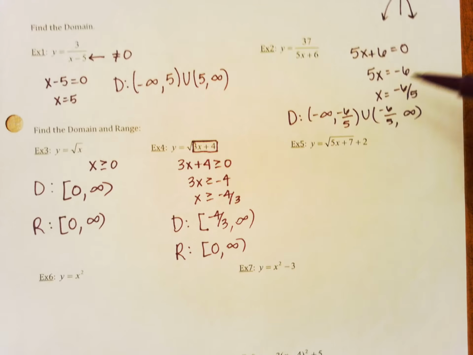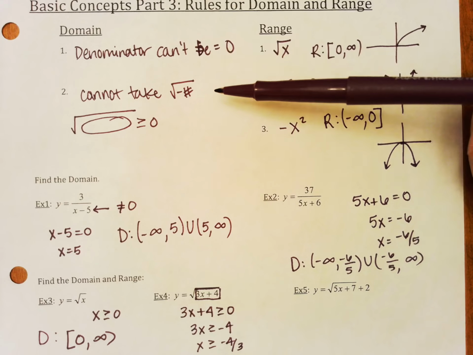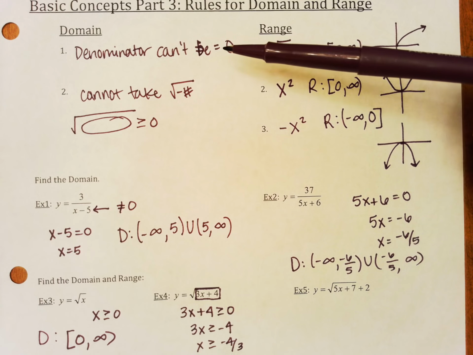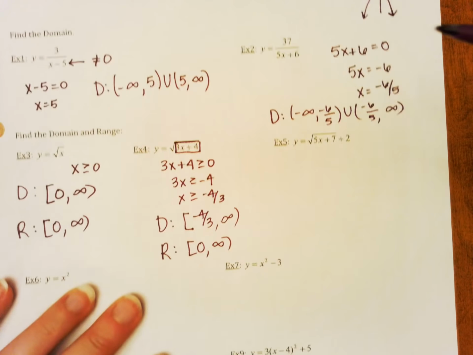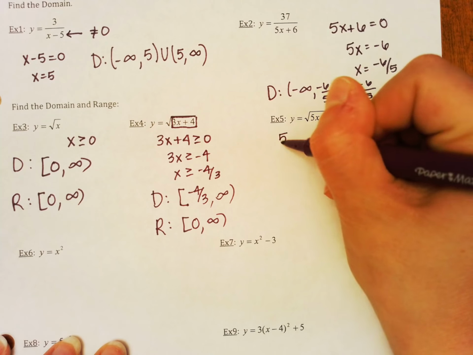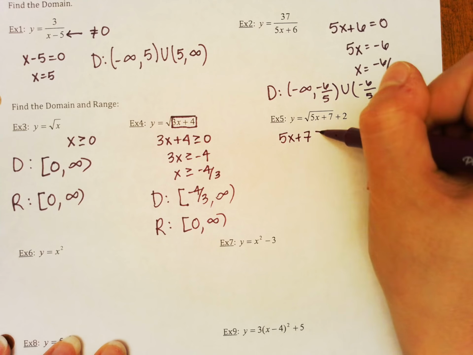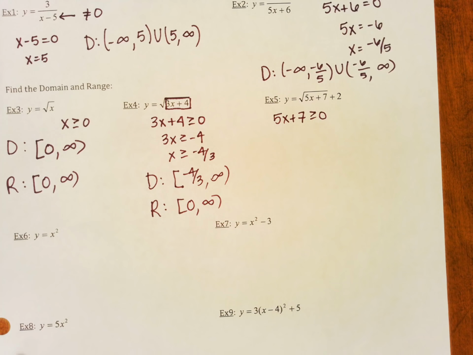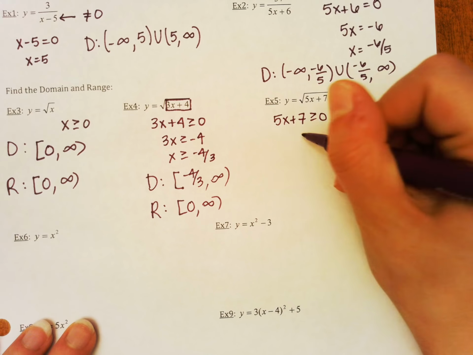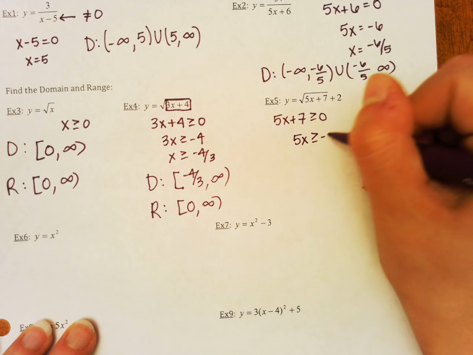Okay, same idea. We have one of the two problems here. We don't have a denominator, so it's not that one, but we do have a square root. So again, we're going to deal with that the same way. The stuff underneath the square root, we're going to set greater than or equal to 0 because we want that only to be non-negative. I'm going to solve that.